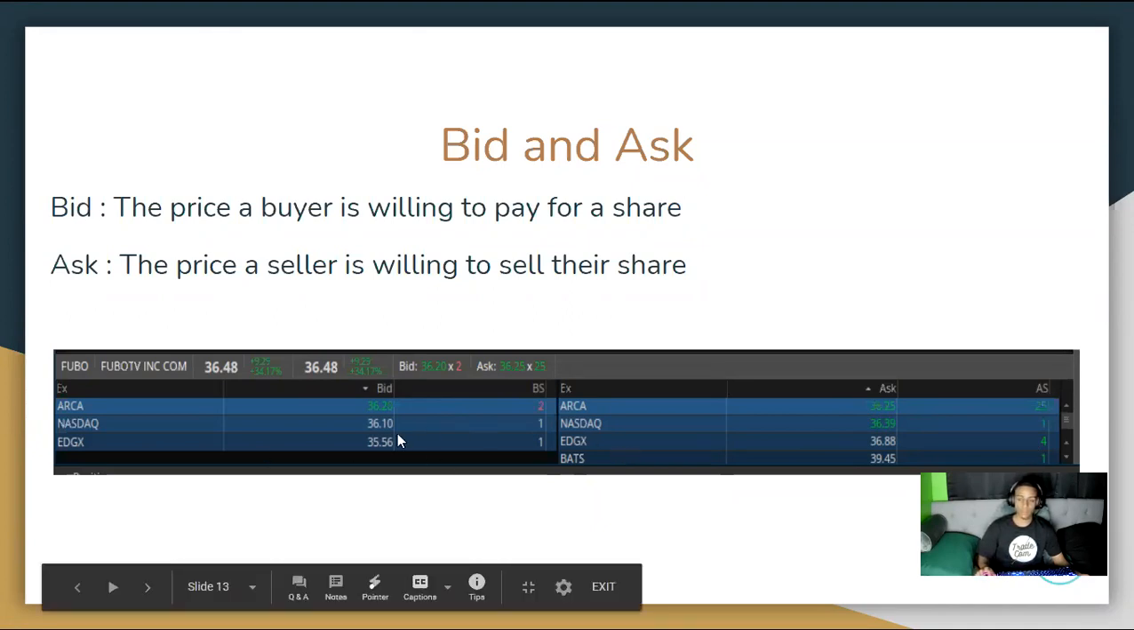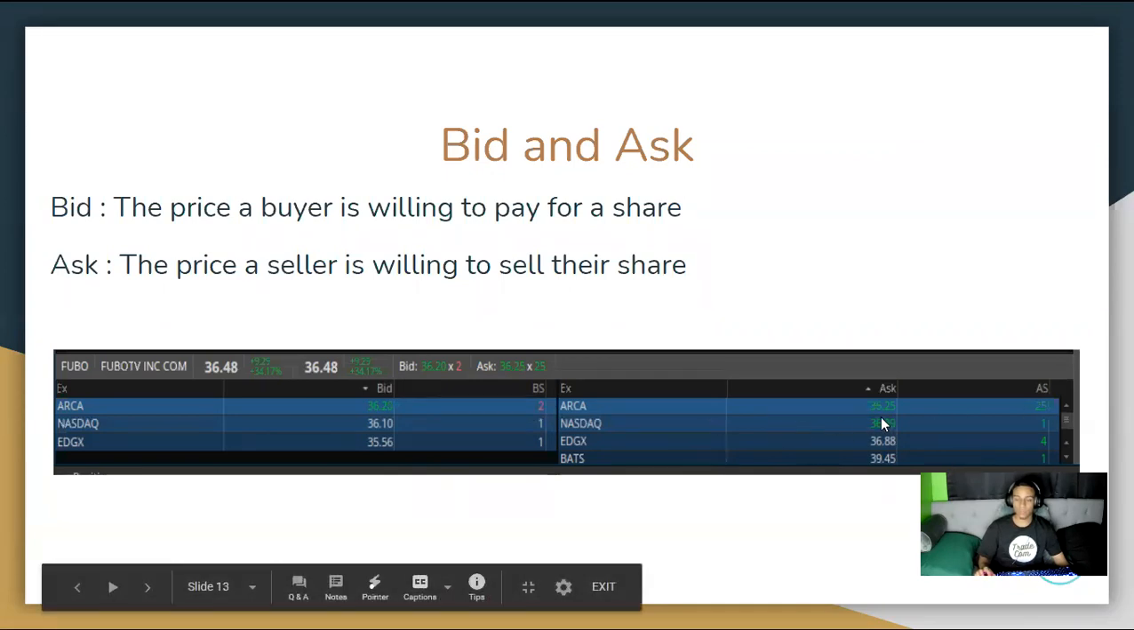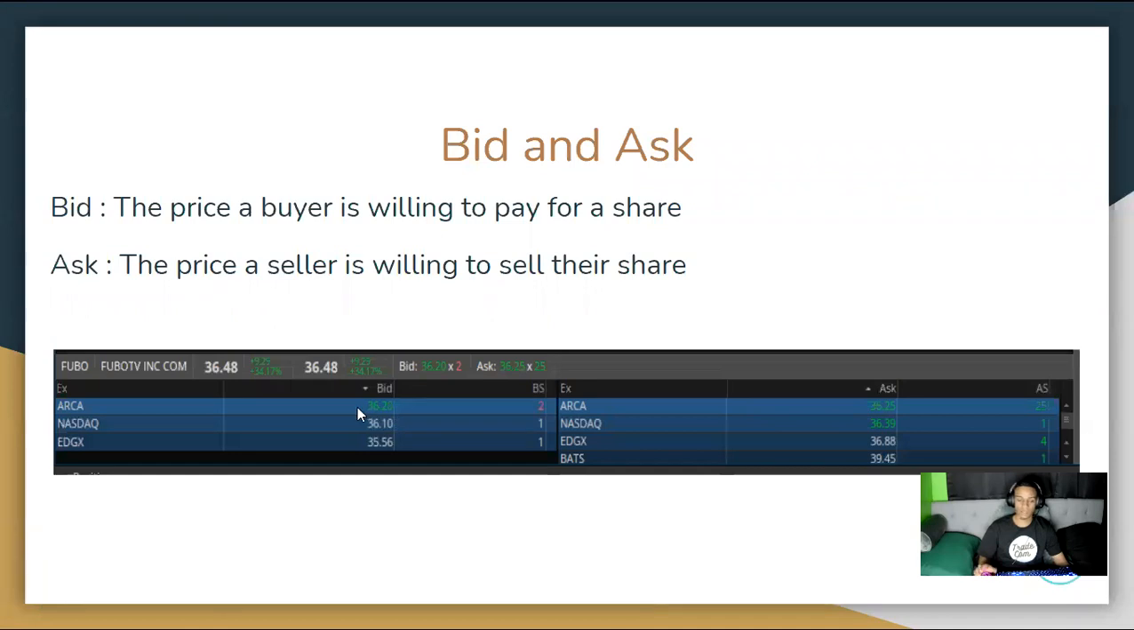Now, I find level 2 very useful, mostly for scalping, right? You're scalping, you're getting in and out of trades very quickly, and you just want to know where stocks might stop, or where there's a wall or where there's a support. All right. Any questions on this bid and ask?